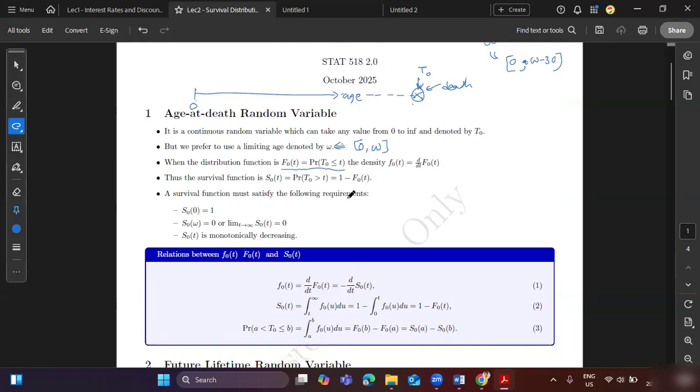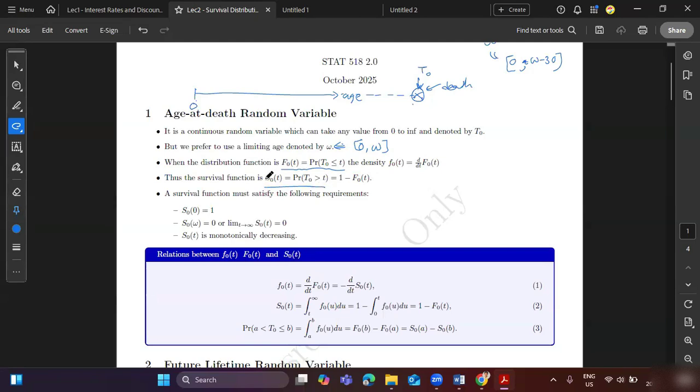Then there's another interesting relationship which comes through the complement rule. If death occurs before the age t, the probability is capital F naught t. Surviving up to t means we cannot observe the death between 0 and t. That means the death can occur at any point beyond t. So that is the definition for the survival function.